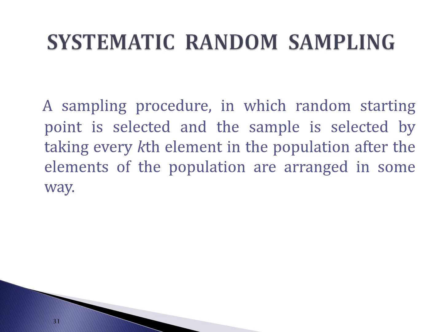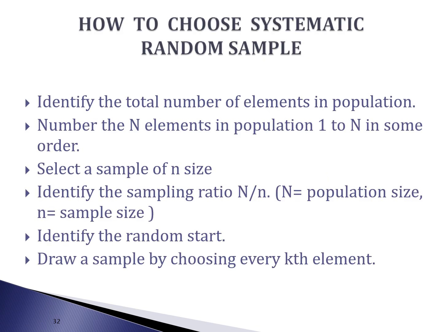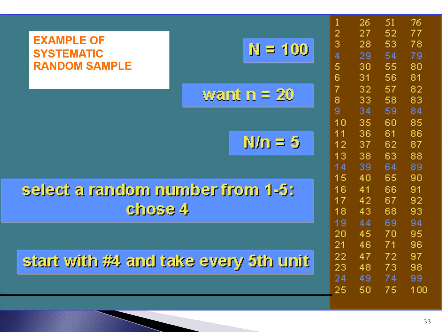Systematic random sampling is a sampling procedure in which a random starting point is selected and the sample is selected by taking every kth element in the population after the elements of the population are arranged in some way. How to choose a systematic random sample? Identify the total number of elements in the population. Number the n elements in the population 1 to n in some order. Select a sample of size n. Identify the sampling ratio. Identify the random start. Draw a sample by choosing every kth element.